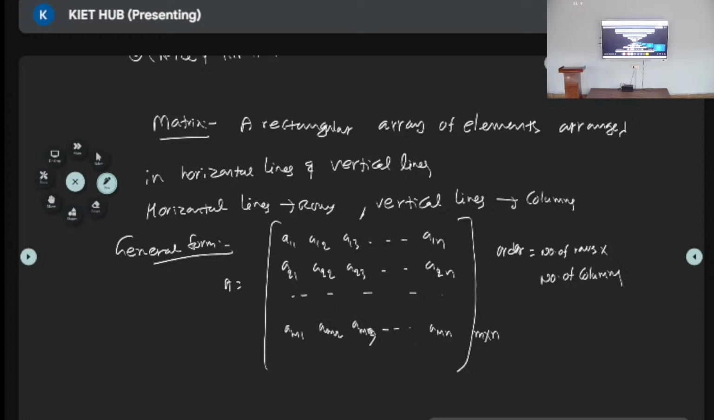If you take the example here, 1, 2, 3, 4, 5, 6. What is the order of the matrix? 2 by 3. The order of the matrix is 2 by 3.